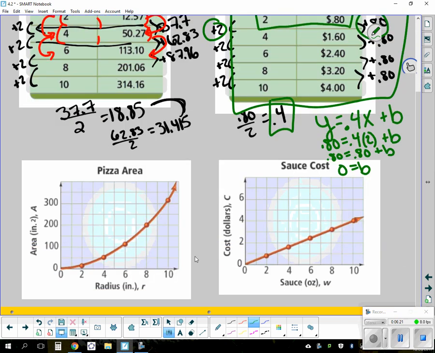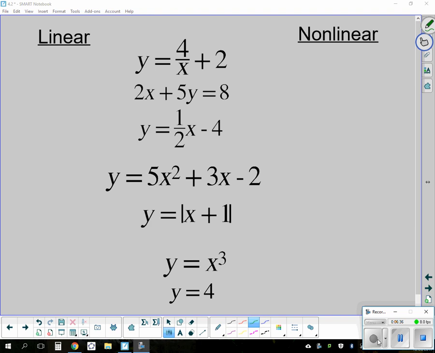Here's the graphs of each of those. If you were to plot these out and graph them, you can see that this first one definitely is nonlinear. Based on the graph, it is not a perfectly straight line, it's a curve, and this one is a perfectly straight line. Okay, so we now know how to tell if something's linear or nonlinear based on a graph and based on a t-chart or a table. And now we need to know how to do it based on an equation.